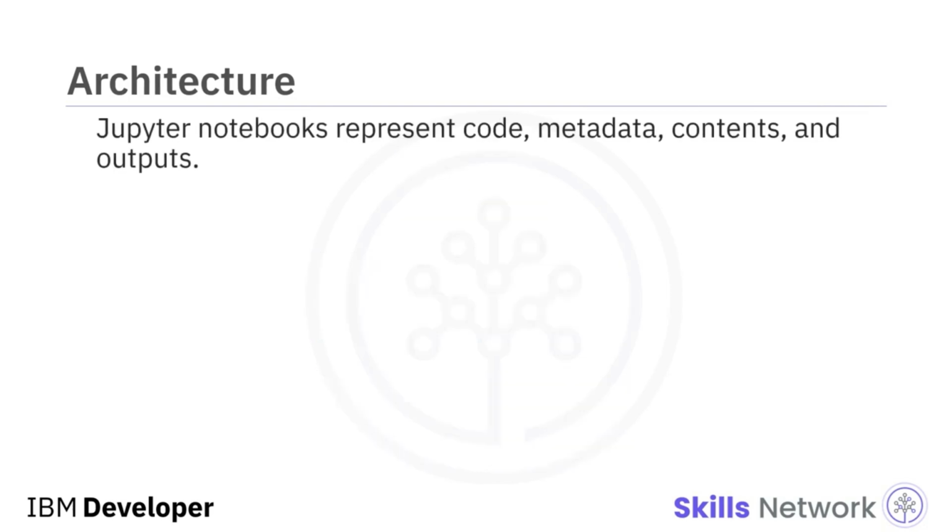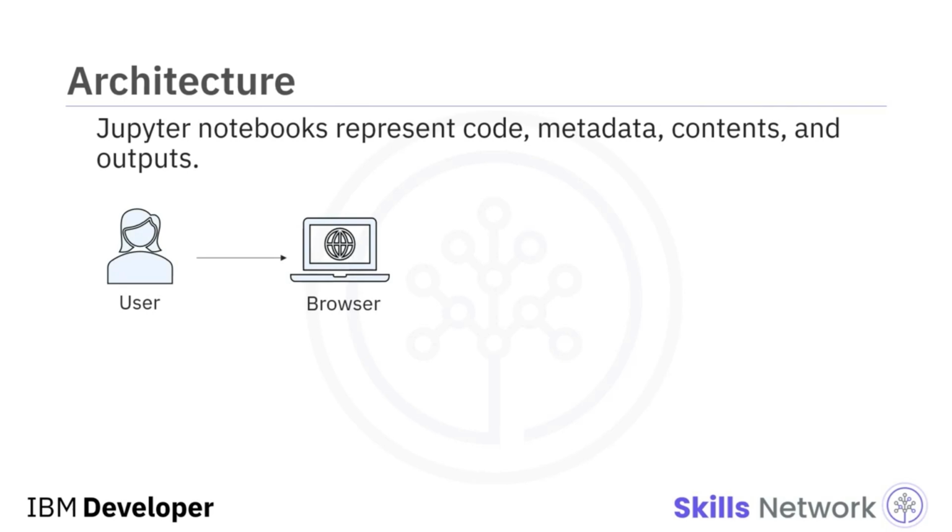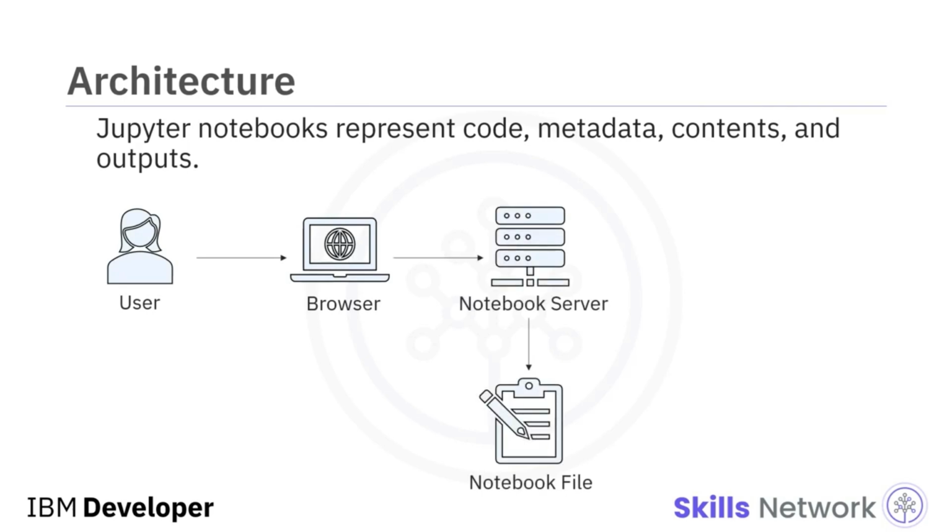Jupyter notebooks represent your code, metadata, contents, and outputs. When you save the notebook, it is sent from your browser to the notebook server. It saves the notebook file on a disk as a JSON file with a .ipynb extension.